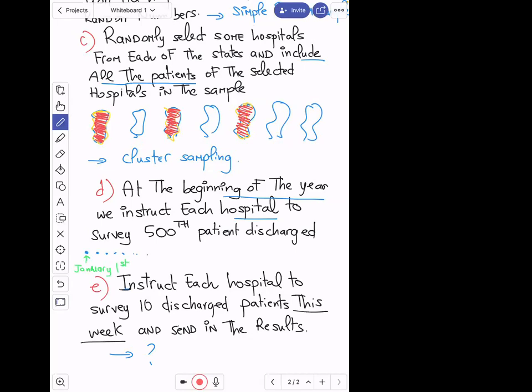This is our starting point. So we start from January 1st, and then we count the number of patients until we arrive at the number 500. So you select the 500th patient discharged after January 1st. So this is my 500th patient, right? This is what I call systematic sampling.